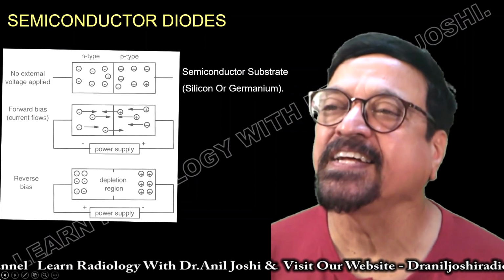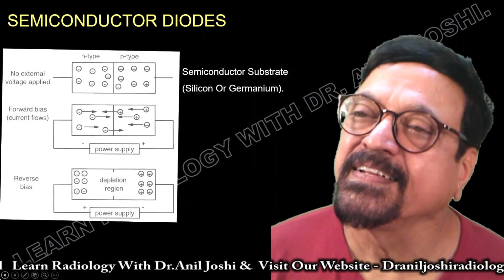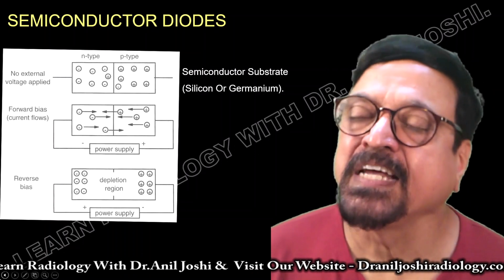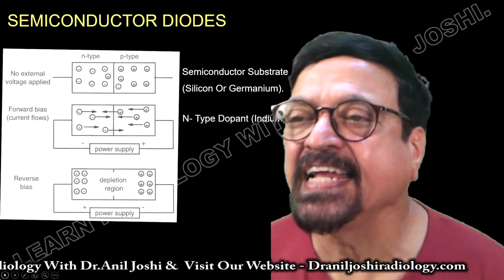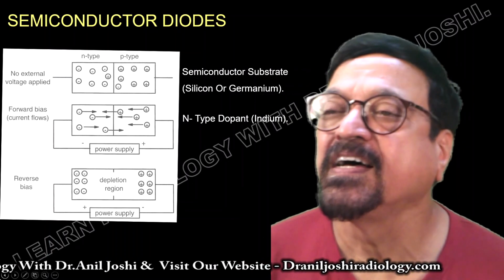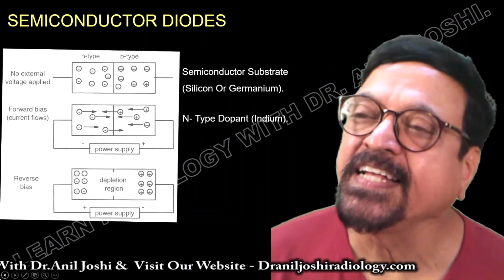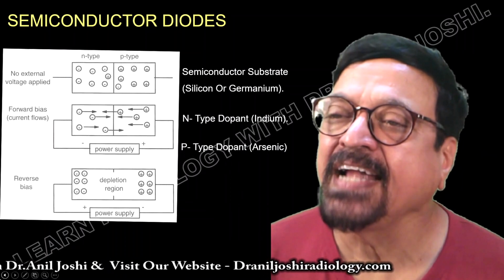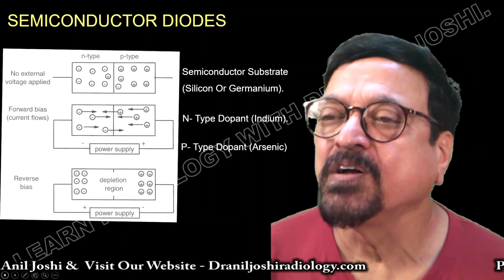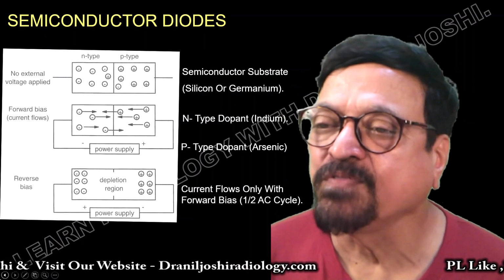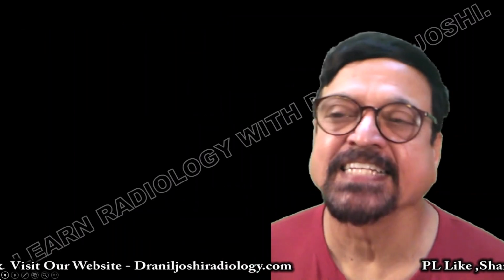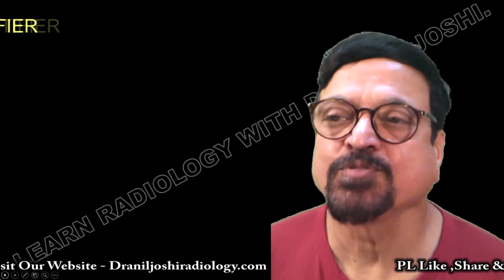The semiconductors, silicon or germanium type, do the same work. Here N is the N type of dopant, that is indium, and P is the P type of dopant, that is arsenic type. Then current flows only with forward bias, that is half the AC cycle, when there is either upstroke or downstroke.